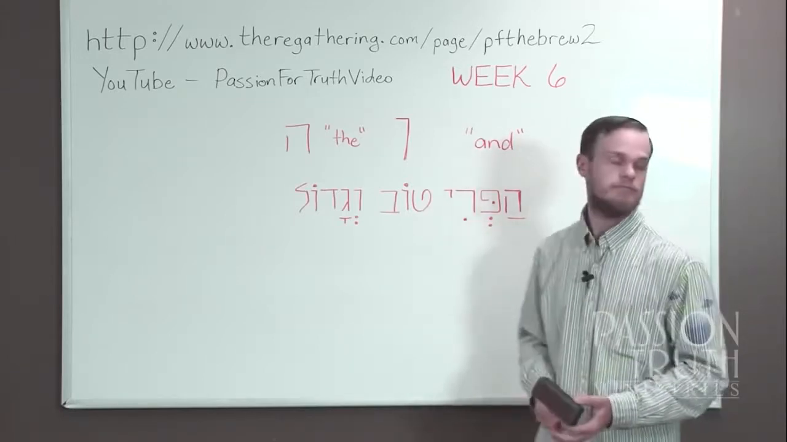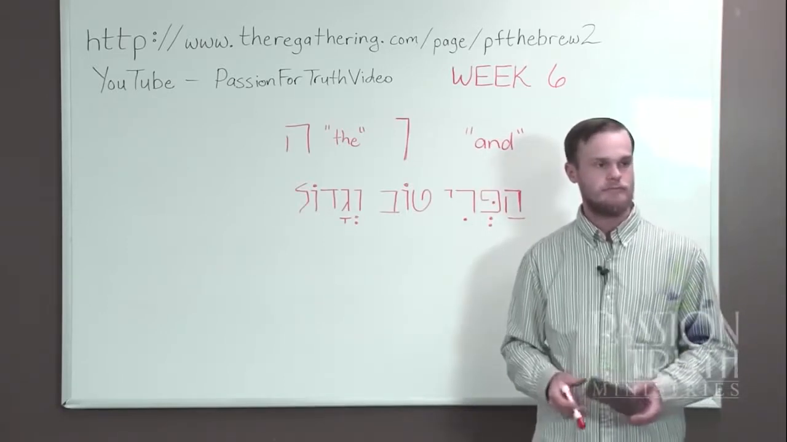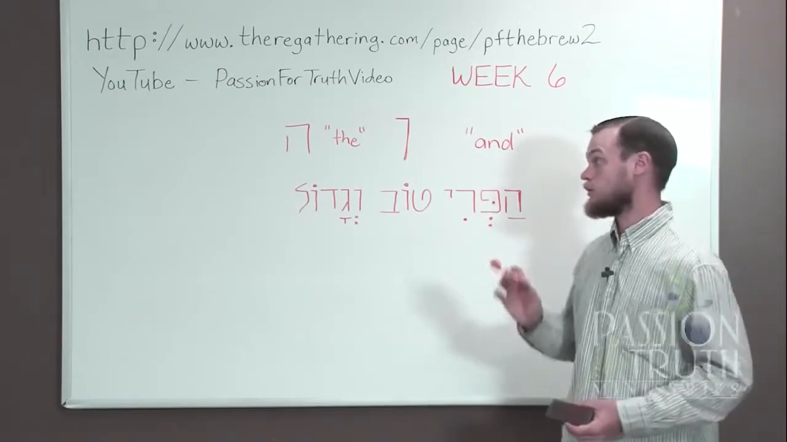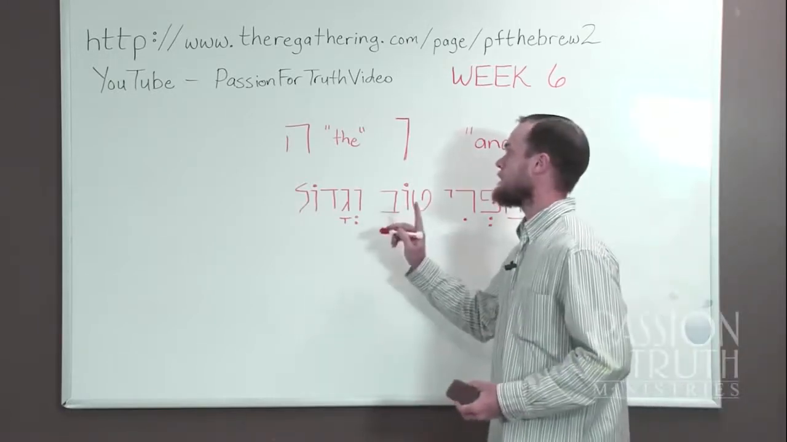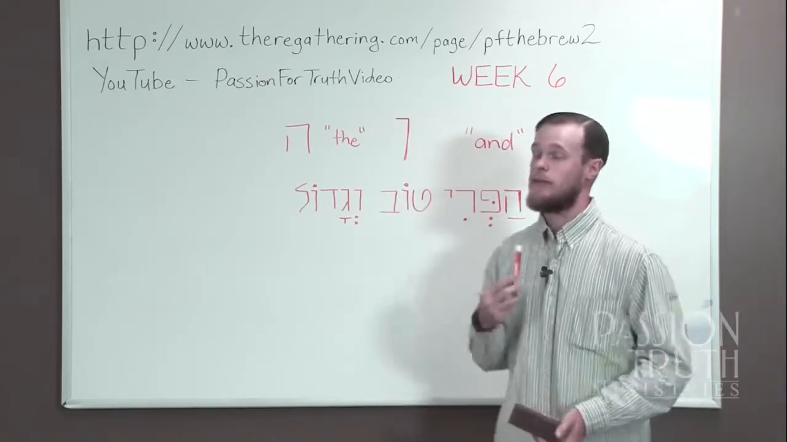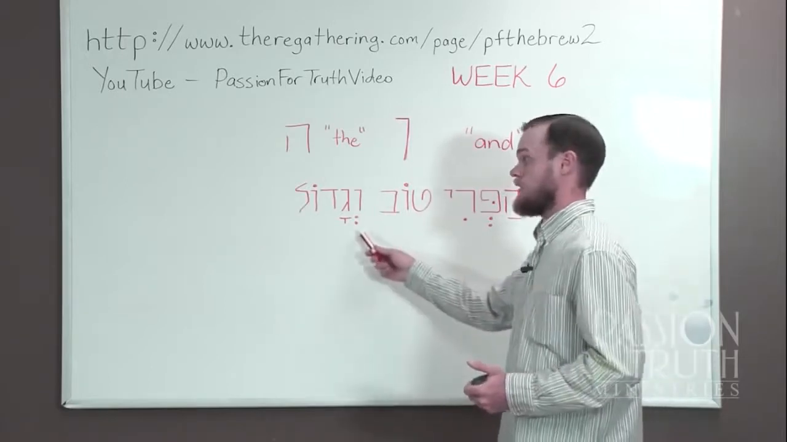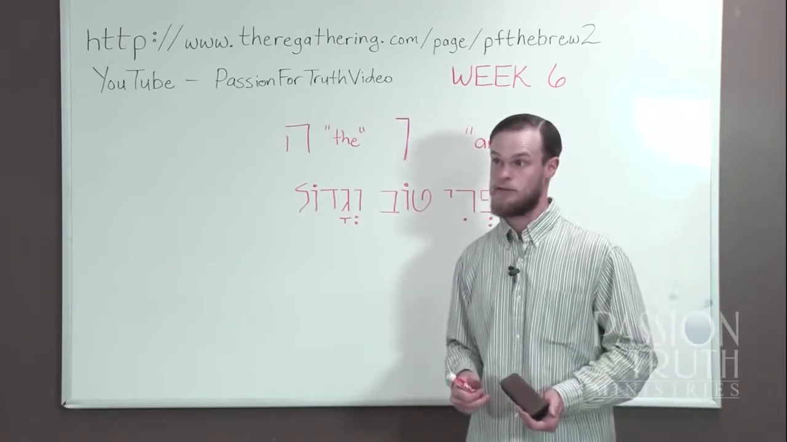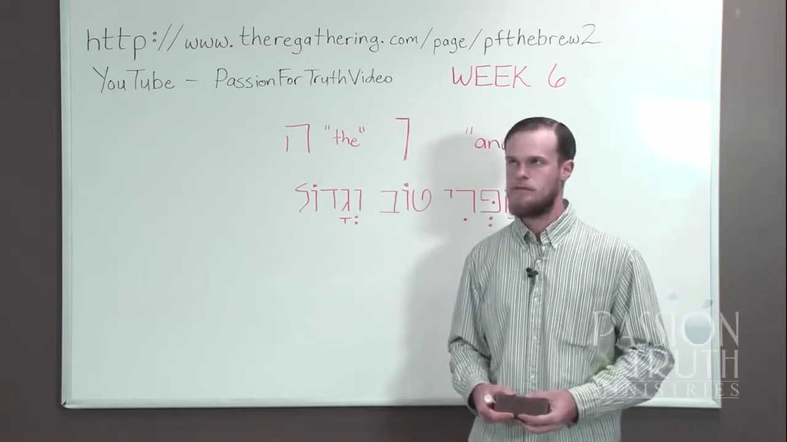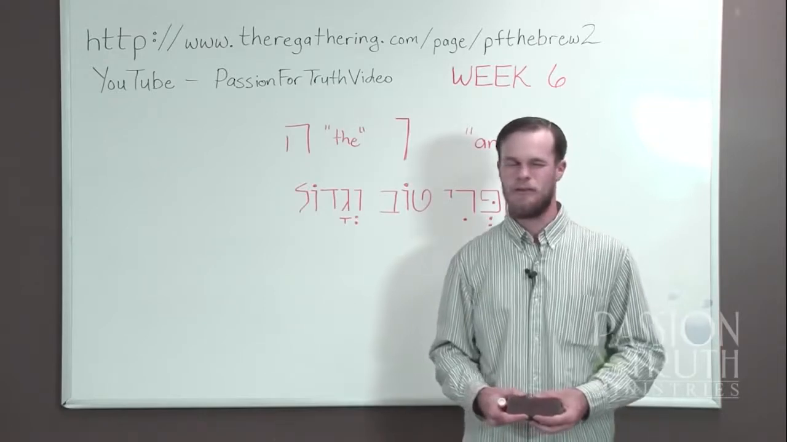Another question, because I just don't remember it, but I probably did. When that vav is used as and, it always has that shavah with it. Okay, good question. Does the vav always have a shavah under it when it's used as a prefix? The answer is no. But it does very frequently have a shavah underneath it when used as a prefix. You will see other vowels too. I'll go over that another time too.